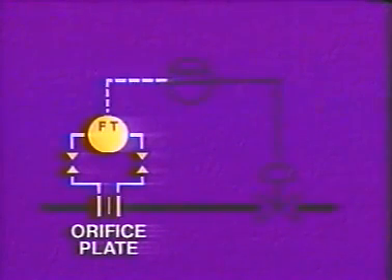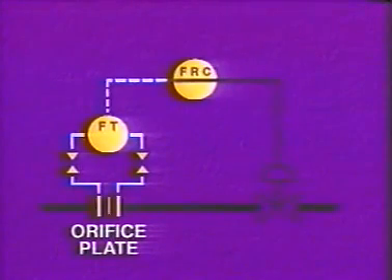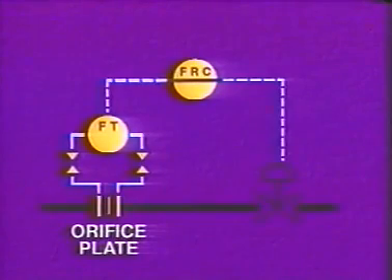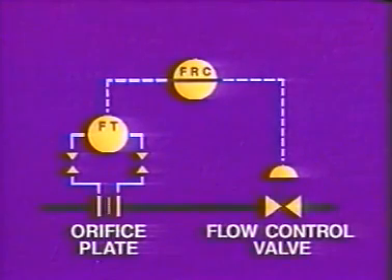Electrical wires connect the transmitter to a board-mounted flow recording controller. Electrical wires also connect the controller to a diaphragm-actuated flow control valve.